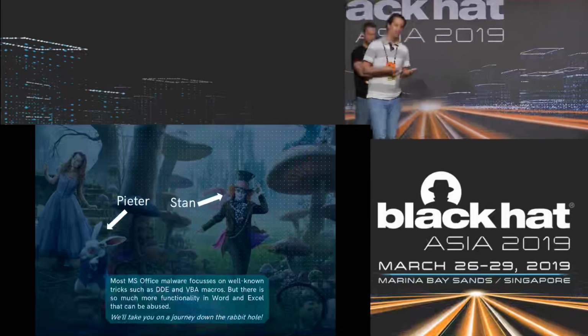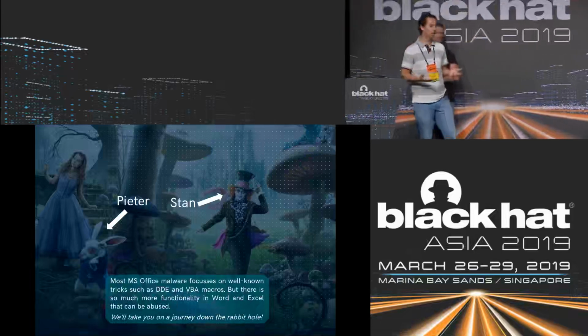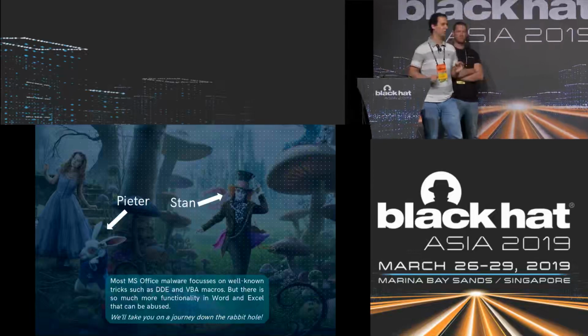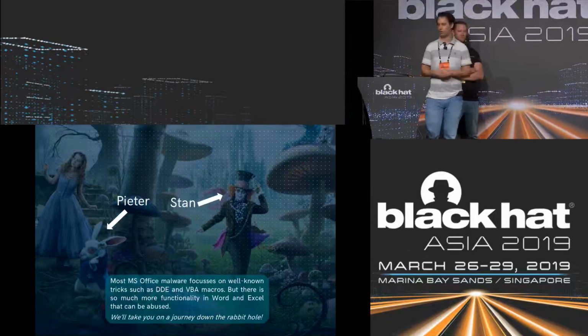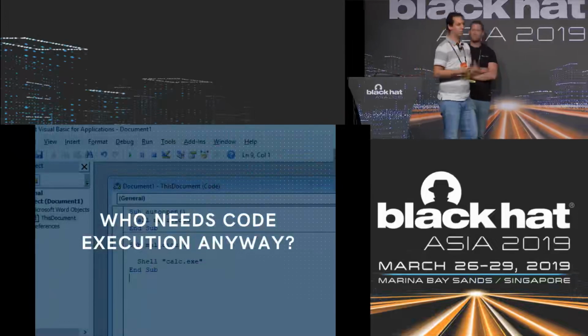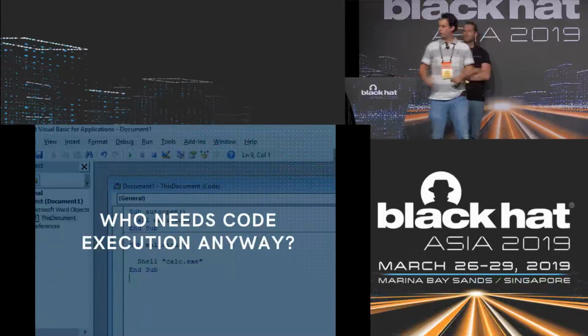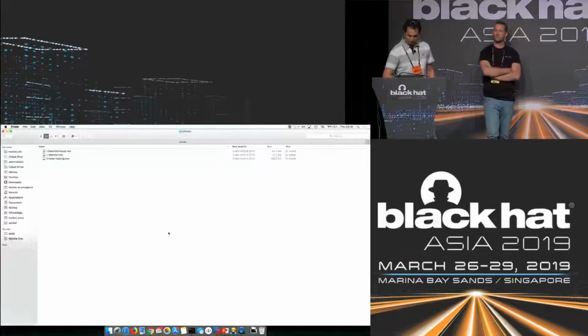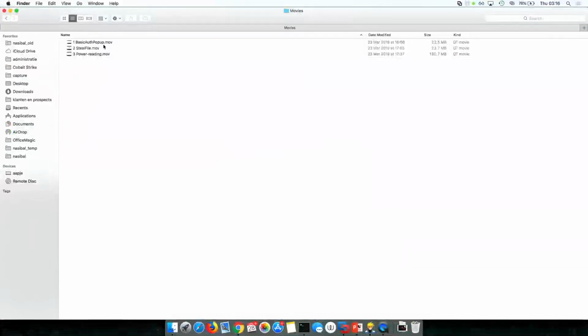So the first question is, if we take DDE and macros, we always look into code execution. But do we actually need code execution? So what can we do with a system if we don't do code execution? For that, let's look into one of the demos. Let's try to steal credentials.